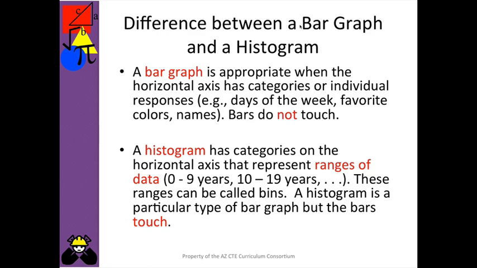They're individual responses like the days of the week, Monday, Tuesday, Wednesday, Thursday, Friday, favorite colors, names, states, and the bars do not touch in a bar graph. A histogram has categories or ranges, like from 0 to 9 years old, from 10 to 19, from 20 to 29. They have ranges that are also called bins. A histogram is a particular kind of bar graph, but in this kind, the bars actually touch.